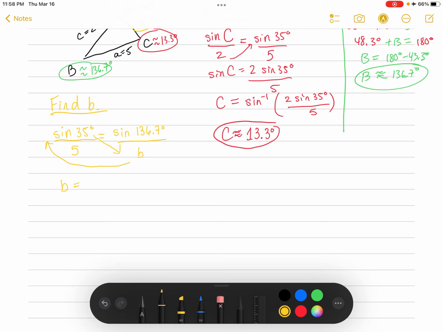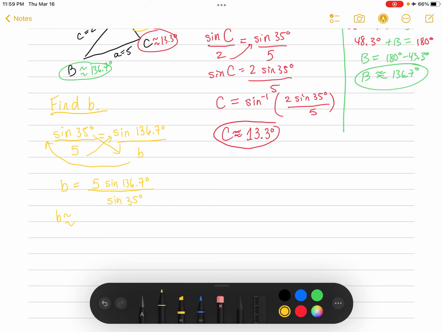We can pull the sine of 35 under the sine of 136.7, and we can pull the 5 up top with the sine of 136.7. So we get little b is 5 sine 136.7 degrees over the sine of 35 degrees.